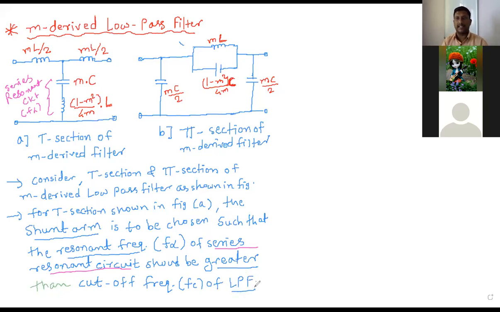So how many frequencies are there here? One is f alpha, the resonant frequency of the shunt arm in the T section, and fc will be the cutoff frequency of this m-derived low pass filter. If you are considering the pi section, what word will change? The resonant frequency for the pi section: instead of the shunt arm, it will become the series arm. The series arm is to be chosen such that the resonant frequency f alpha of the parallel resonance circuit should be greater than the cutoff frequency of the LPF. That's it, if you are considering the pi section.